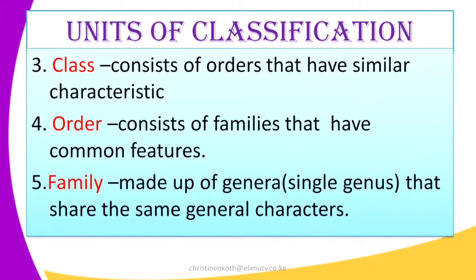The next unit of classification is what we call a class. They consist of orders that have similar characteristics. Fourth, we have the order. It consists of families that have common features. And the fifth one is the family, which is made up of genera, in singular genus, that share the same general characteristics.